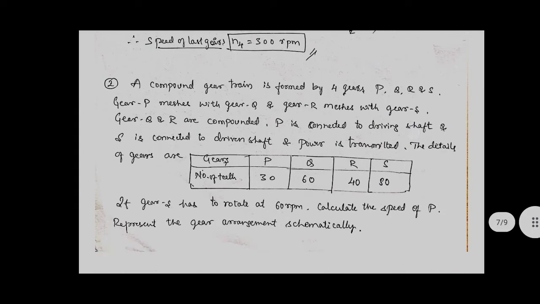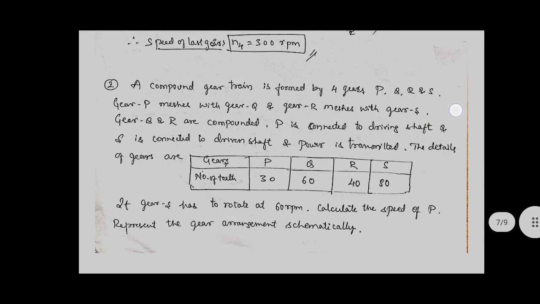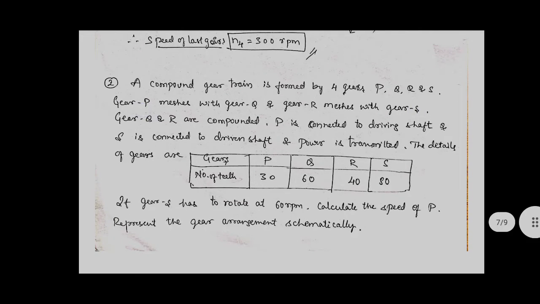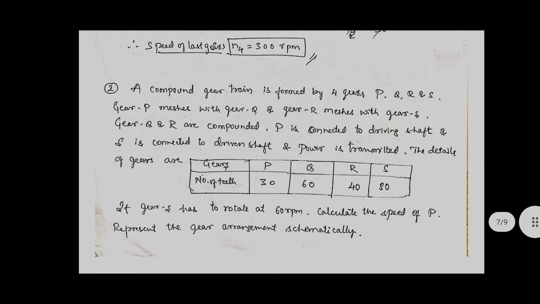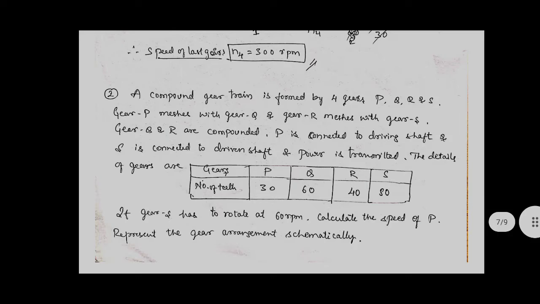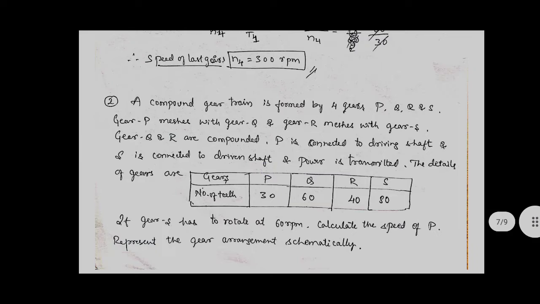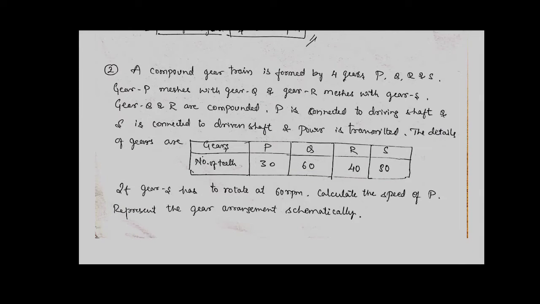Next we move on to another problem. A compound gear train is formed of 4 gears P, Q, R, S. Okay, there are 4 gears given here. Gear P meshes with gear Q, gear R meshes with gear S, and gears Q and R are compounded. P is connected to the driving shaft and S is connected to the driven shaft. The details of the gear train are given here.